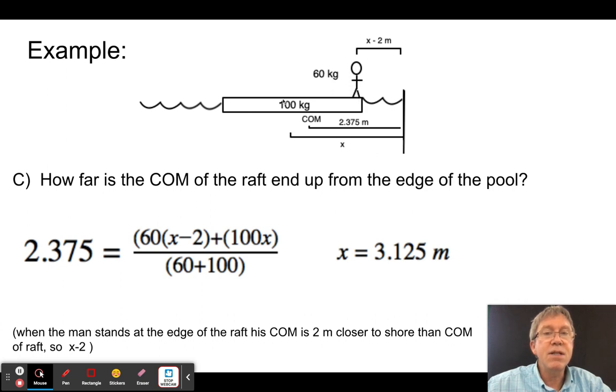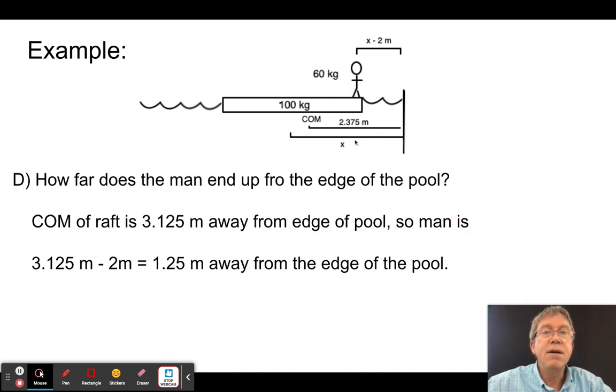So that tells me then that as this person walked this way, the center of mass of the system stayed here, but the center of mass of the raft moved this way, and the center of mass of the man moved this way. So where is the center of mass of the man? Well, he is 2 meters closer to the edge of the pool than the center of mass of the raft because the raft is 4 meters long, and its center of mass is at 2.